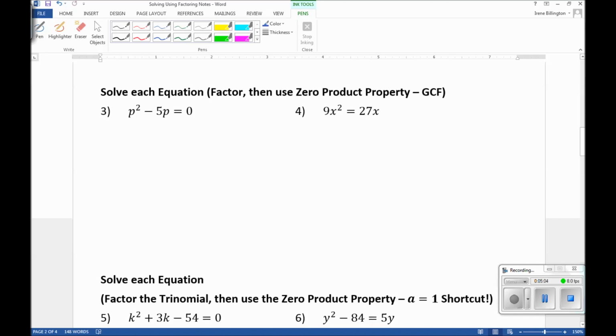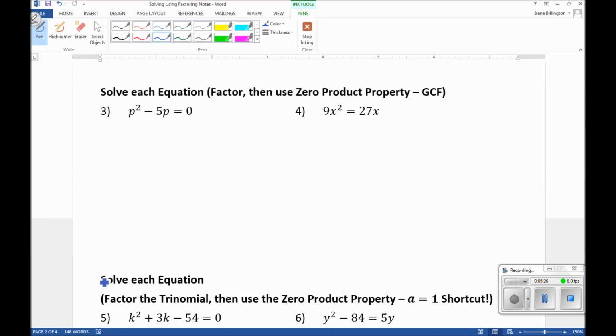All right, so we know how to use the zero product property. Let's throw in some factoring, okay? Because the problems that you're given are not just going to be given to you in factored form. You are going to have to factor your polynomial in order to use your zero product property. So we're going to start with 2 examples that require we factor out just the GCF.